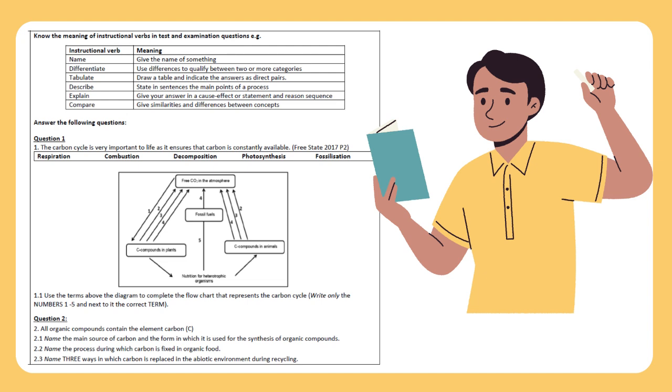Question 2. 2. All organic compounds contain the element carbon, C. 2.1 Name the main source of carbon and the form in which it is used for the synthesis of organic compounds. 2.2 Name the process during which carbon is fixed in organic food. 2.3 Name 3 ways in which carbon is replaced in the abiotic environment during recycling.